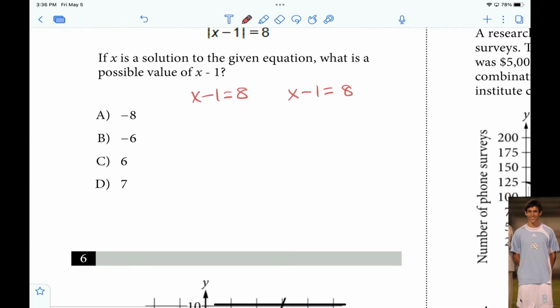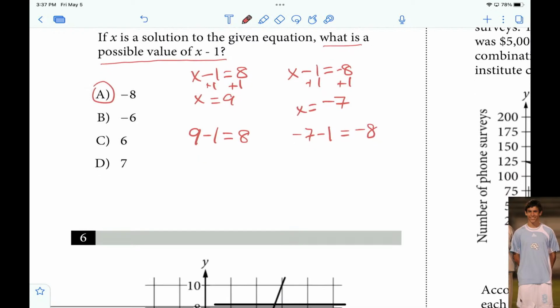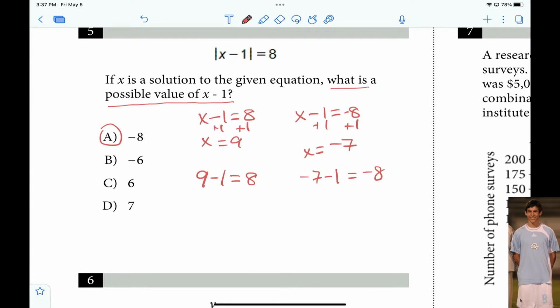So we're just going to solve for X. We'll add 1. So we get X equals 9. We'll add 1. We say X equals -7. But if we pay attention to the question, it says, what is the possible value of X minus 1? So since we know what X is, we're just going to plug X back in. So we'll say 9 minus 1 is 8. Well, 8's not an answer, so we'll try -7 minus 1. -8, boom. -8. So absolute values, you set the absolute value equal to both the positive and negative of the right side.